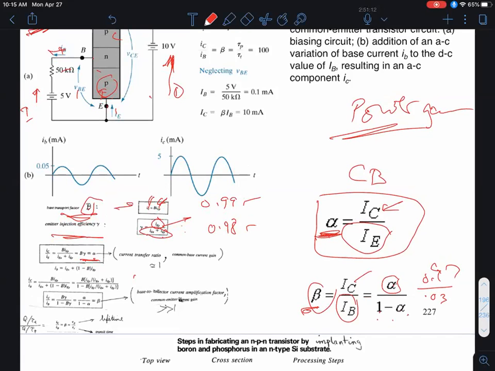So from these definitions of the base transport factor and emitter injection efficiency, you can then come up with the ratio of IC over IE, which is alpha. That simply works out to B times gamma. And then IC over IB, which is my definition of beta, works out to alpha over 1 minus alpha, or B times gamma over 1 minus B times gamma. I'd like you to reproduce this algebra. It's algebra 101, very straightforward, so that on Wednesday, when we start off with this slide, it'll make sense.